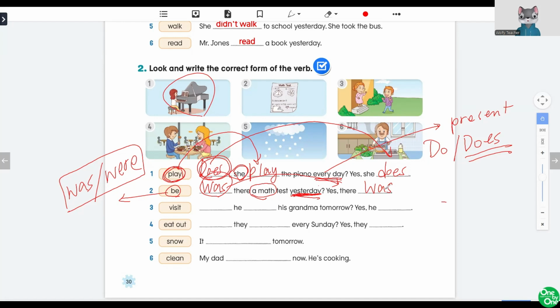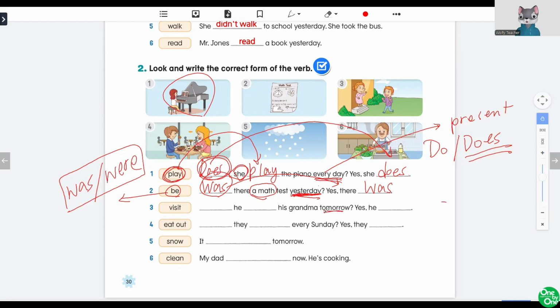Next one, number 3. What I'd like you to do is pause it. Try number 3 to 6 by yourself. I want you to pause it right now, okay? And when you're done, play it again. Okay? So, let's go over the answers now that you've done everything.